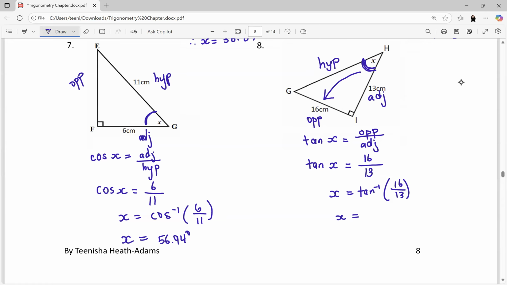I got 50.90. Tan inverse of 16 over 13. Well, Josh, it'll be 50.91 because of the 6. Oh, okay.